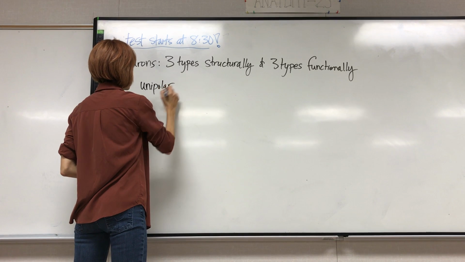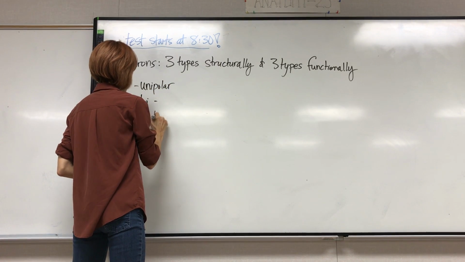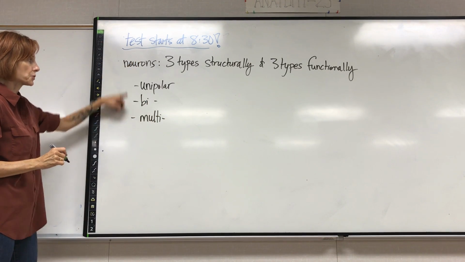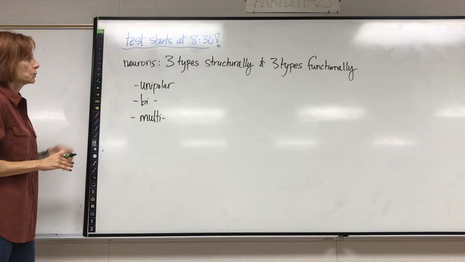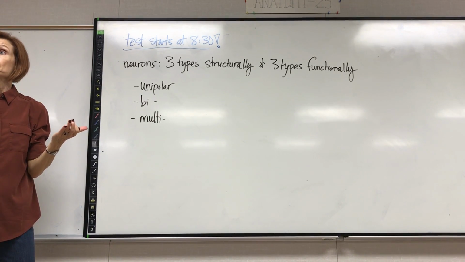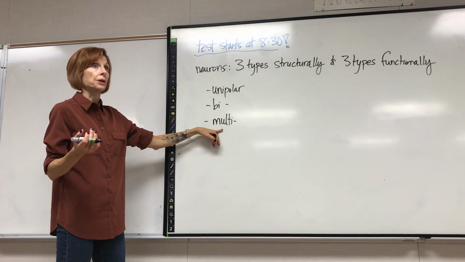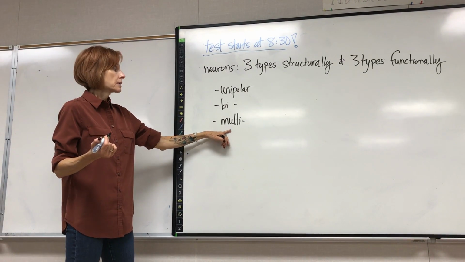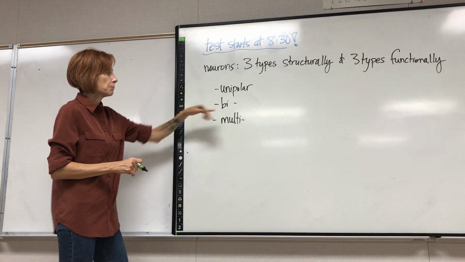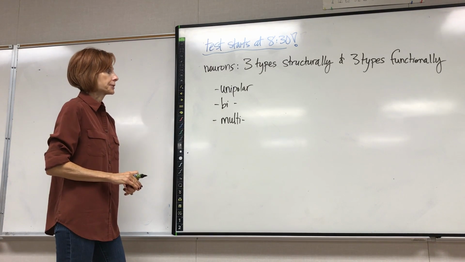Right, so unipolar, bipolar, and multipolar, right? Okay, so you want to know what their functions are, like which one of these would be our motor neurons. Motor neurons are multipolar. Same thing with interneurons, right? So multipolar neurons would be motor neurons, interneurons. Bipolar would be special senses, okay, etc.